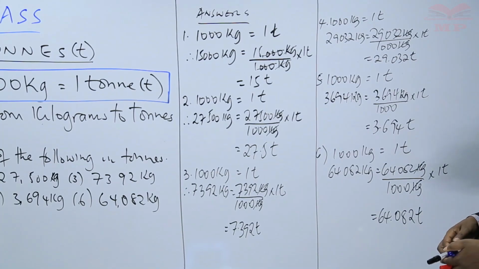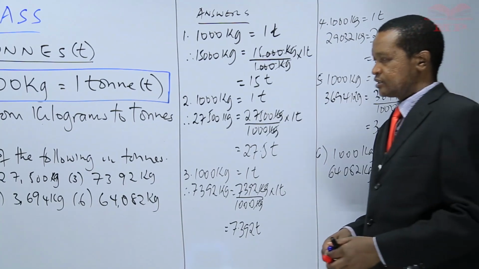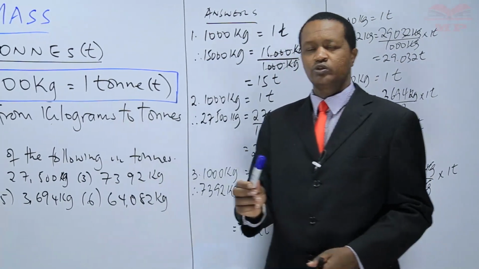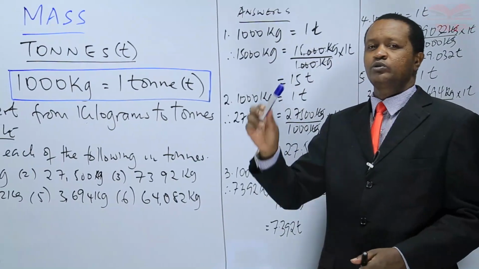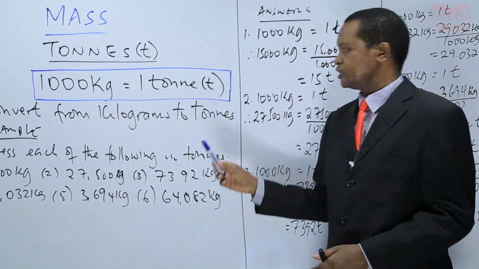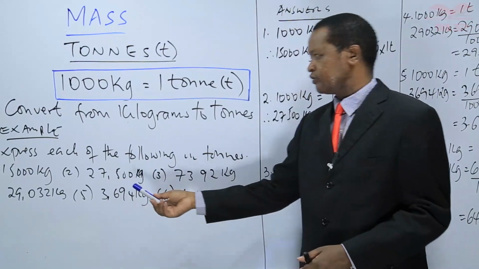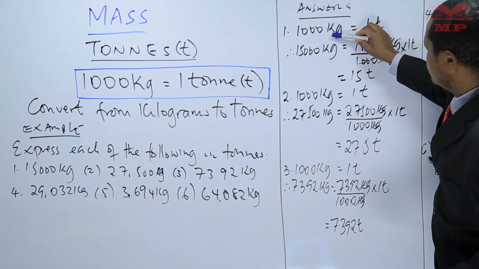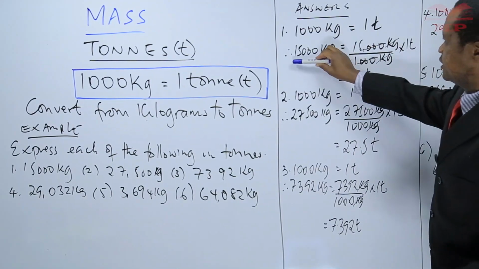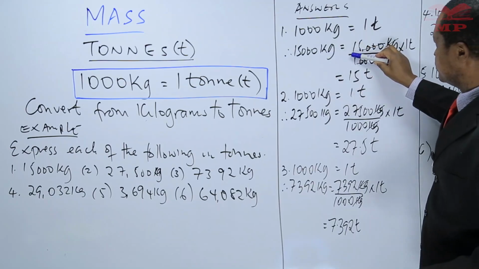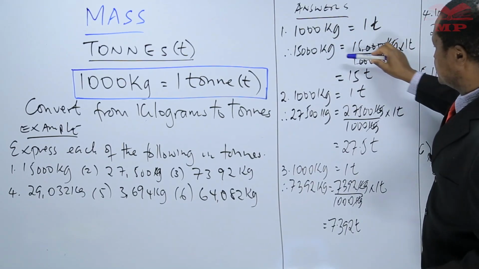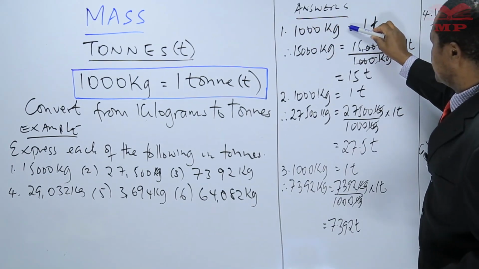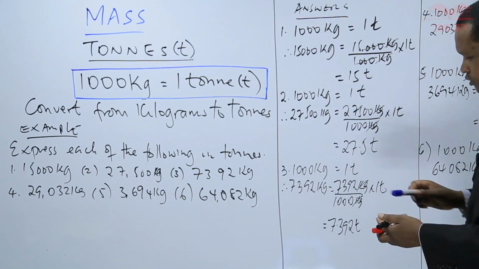Learners, that is how to convert kilograms to tons. What is very important is this statement. You need to know that 1,000 kilograms is equal to 1 ton. So if you've been given kilograms to convert into tons, you will use this statement. You first say 1,000 kilograms is equal to 1 ton. Therefore, 15,000 kilograms will be equal to, you get the reciprocal here, take 15 up, bring the 1,000 down, then multiply by 1 ton. That gives you the answer.